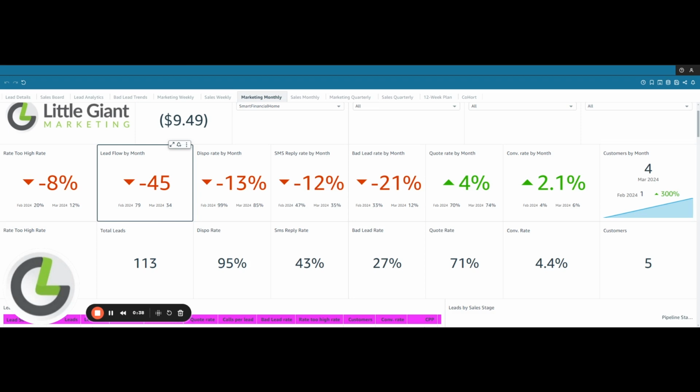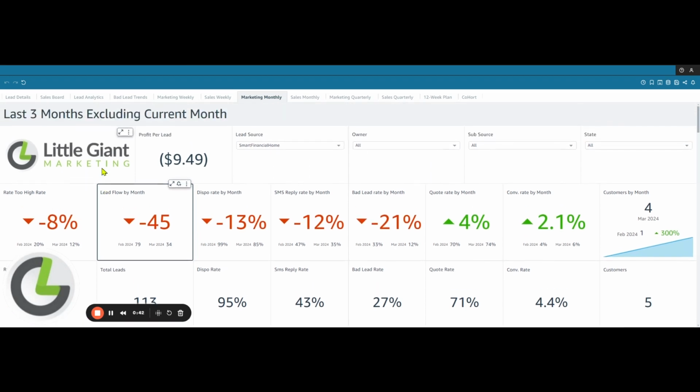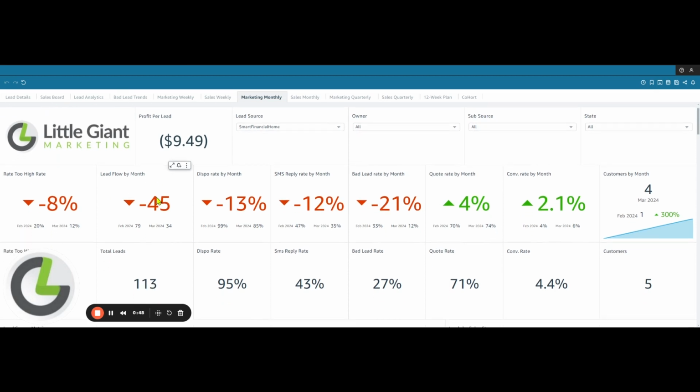And right now we see a dashboard, and we're on the Marketing Monthly dashboard. And this is comparing the last 3 months excluding the current month. So it's comparing the last two full months, which in this case is March and February.